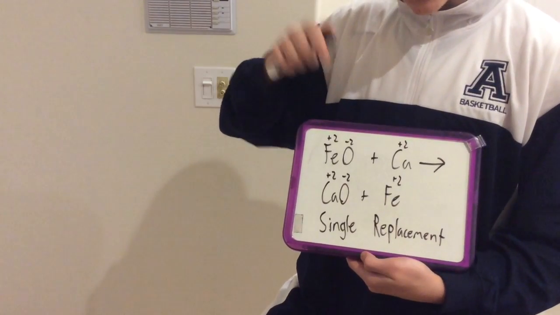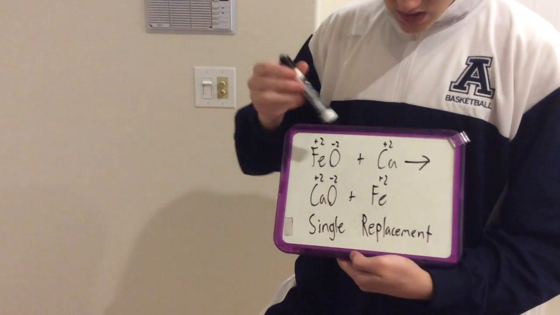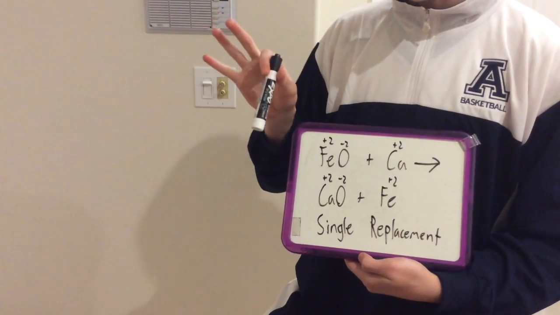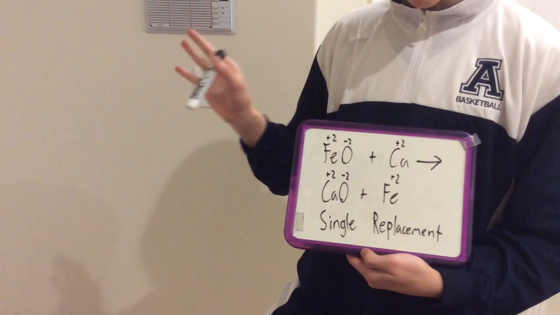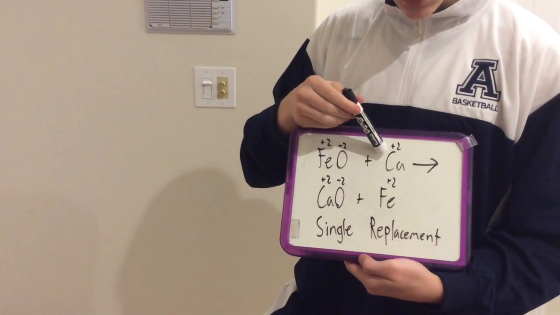But keep in mind that they have to have the same number, and one has to be positive and the other has to be negative. Now calcium over here, it's not bonded with anything, so it can just be by itself. You don't really have to change it or mess with it. It's just a positive 2 charge. But this is going to play a role in a second.